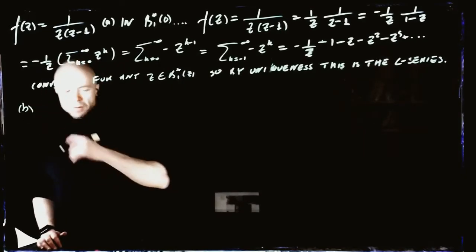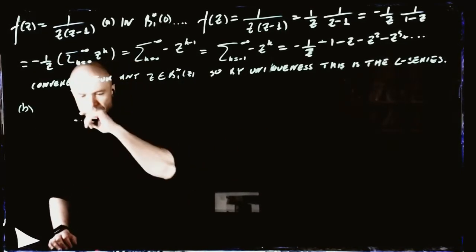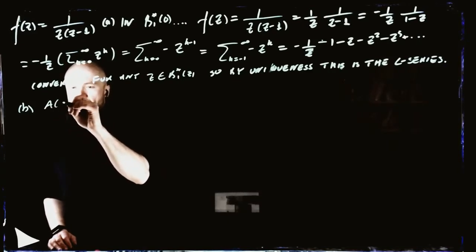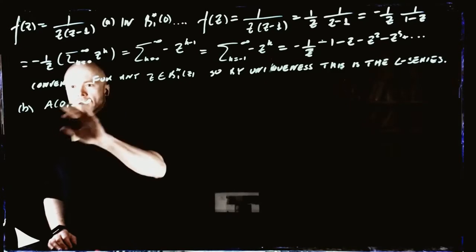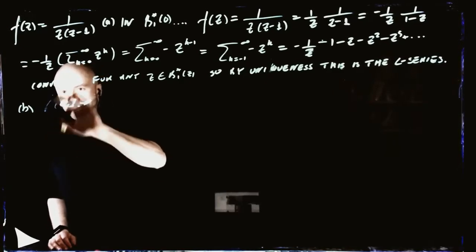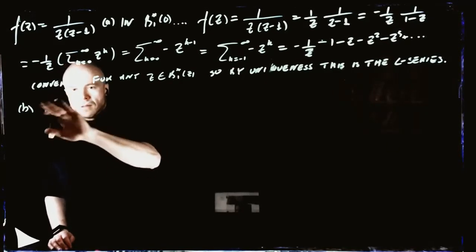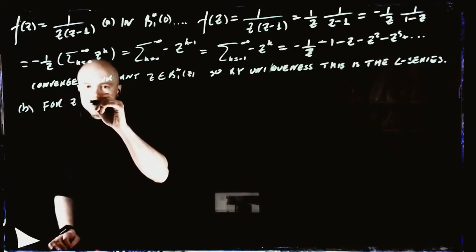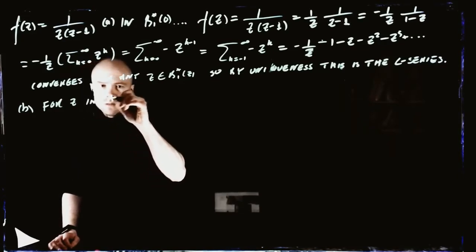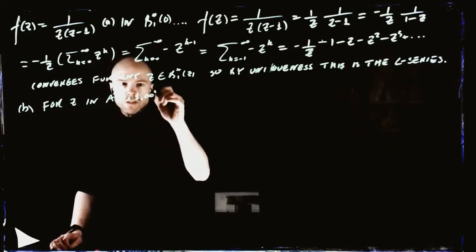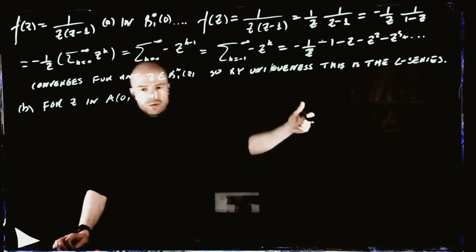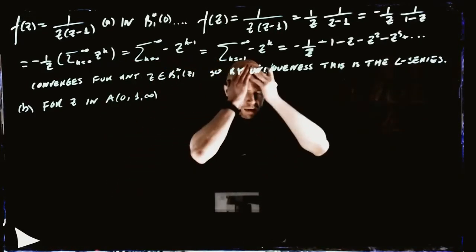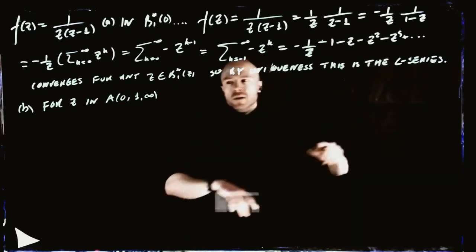So B was everything outside the ball of radius 1 around 0. So we can write this as 0, 1, infinity. And write this as a sentence. So for z in A of 0, 1, infinity, i.e. everything outside the ball of radius 1, strictly inside. So everything outside the closed ball of radius 1 around 0.